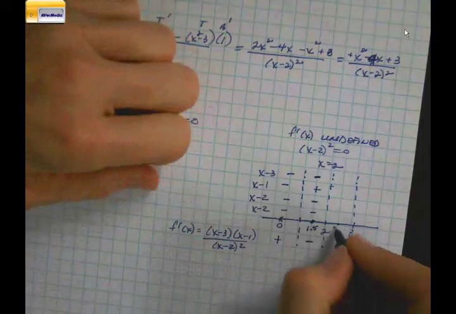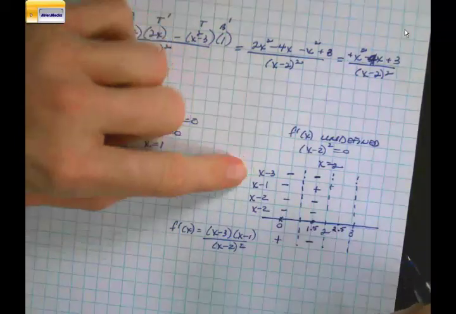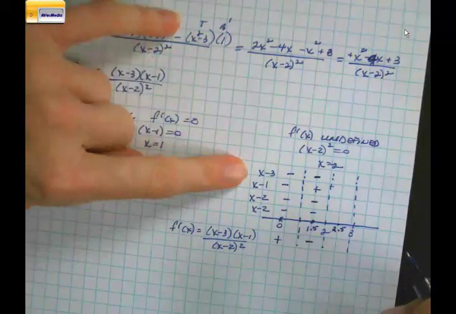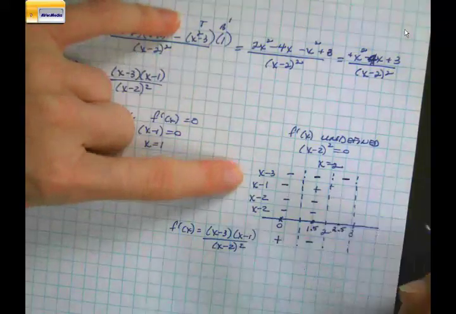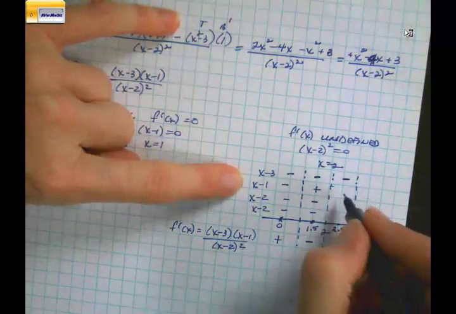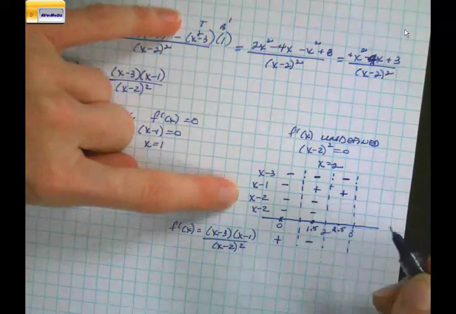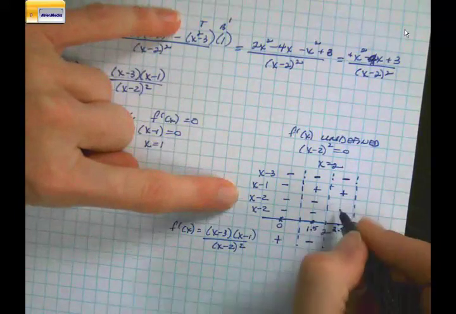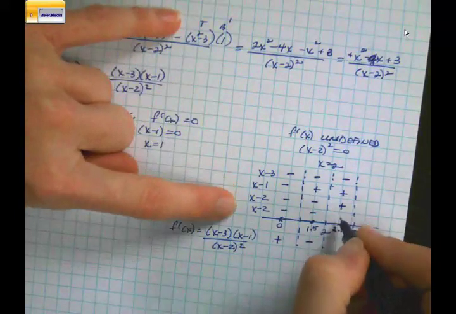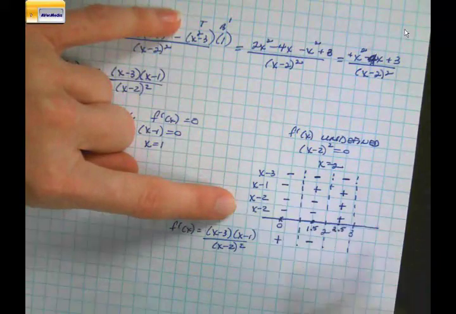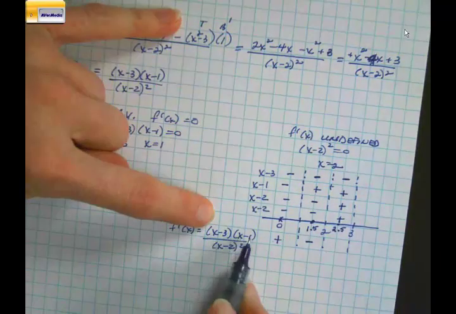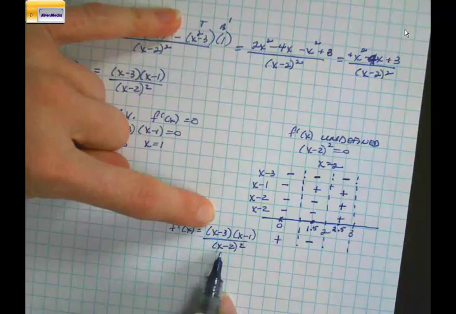Okay, between 2 and 3, suppose you pick a test point of 2.5. 2.5 minus 3 is a negative 0.5. 2.5 minus 1 is a positive 1.5. 2.5 minus 2 is a positive 0.5. And 2.5 minus 2 is a positive 0.5. So you have a negative times a positive over a positive times a positive, which is a negative result.